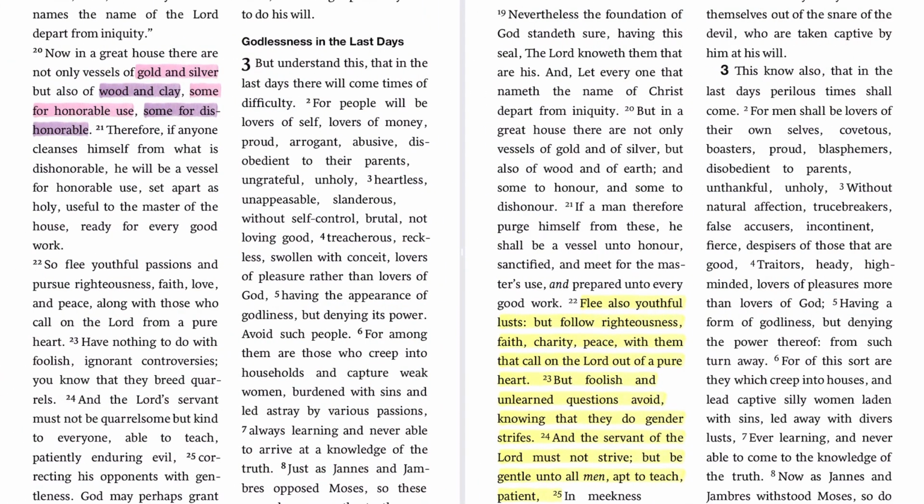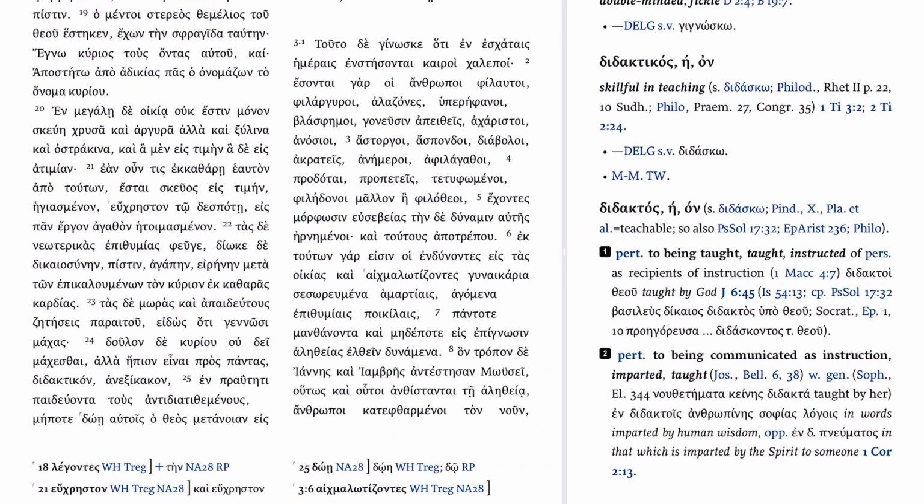My next step in discovering a false friend is looking up the Hebrew or Greek word in a responsible original language lexicon. I have already gone to the trouble of doing that for you. It so happens, and you don't have to know Greek in order to understand this, that these 3 words, apt to teach or able to teach, are translating one Greek word, didaktikon, which means, according to Bauer, Danker, Arndt, and Gingrich, the most respected New Testament Greek lexicon, skillful in teaching.